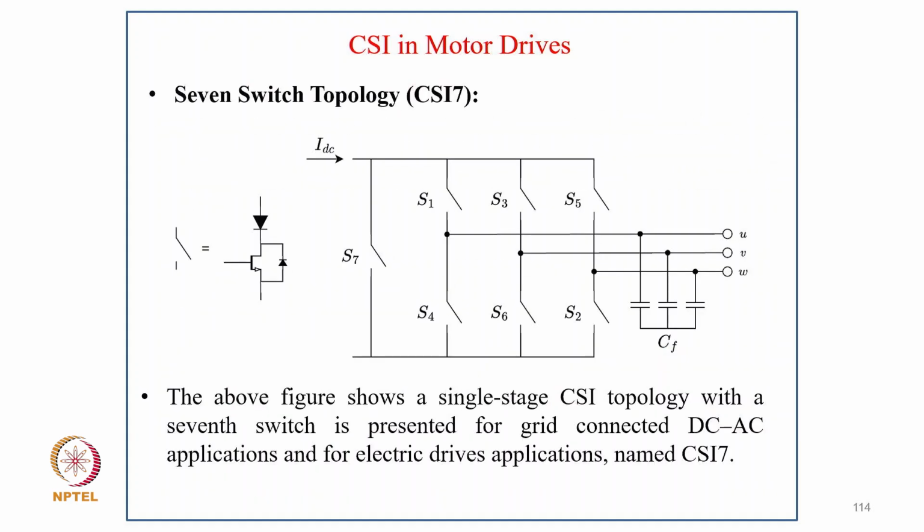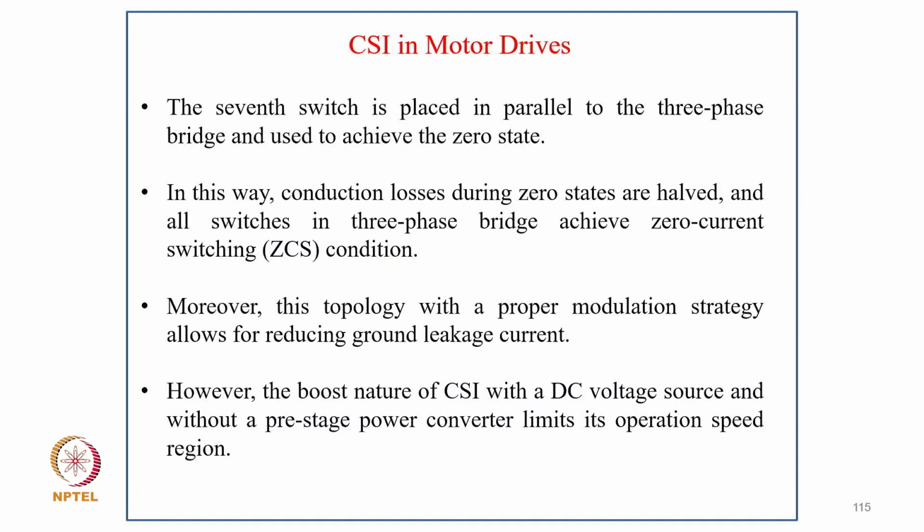So now this is the 7 switch topology of a typical current source converter, where you have an additional switch for the purpose of space vector modulation. The above figure shows a single stage CSI topology with the 7th switch, presented for grid connected DC to AC application and for electric drive application, named CS7. The 7th switch is placed in parallel to the 3-phase bridge and used to achieve the zero state, and in this way conduction losses during switching states are halved, and all the switches in the 3-phase bridge achieve zero current switching, ZCS. Moreover, this topology with proper modulation allows for reducing ground leakage current.